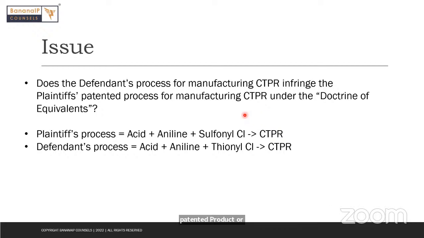Now, given that the plaintiffs had sued the defendants for infringement under the doctrine of equivalence, the issue for the court was to decide whether that was the case. And just to give you a recap, the plaintiff's process was combining an acid with an aniline compound and sulfonyl chloride to obtain CTPR, and the defendant's process was combining an acid with aniline compound and thionyl chloride to obtain CTPR.